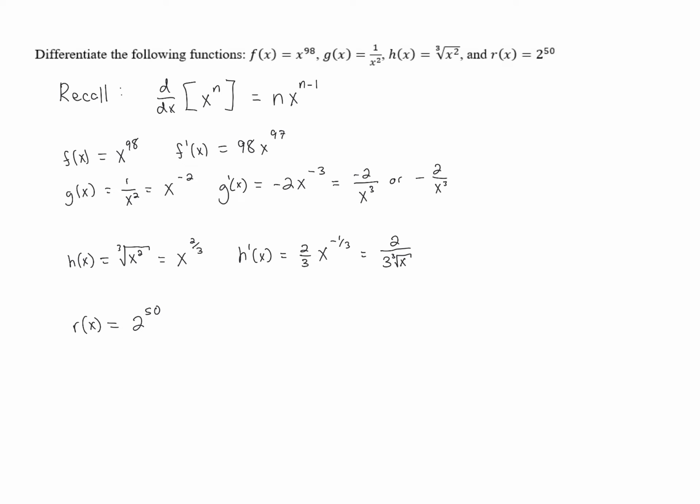And the derivative of a constant function is always 0. r prime of x is 0. That's because a constant function has a graph that is a horizontal line with slope 0. There is no change in a constant function, so the derivative is always going to be 0. And there we go.